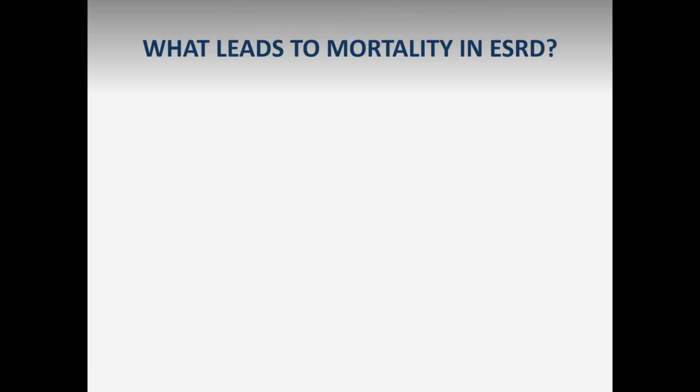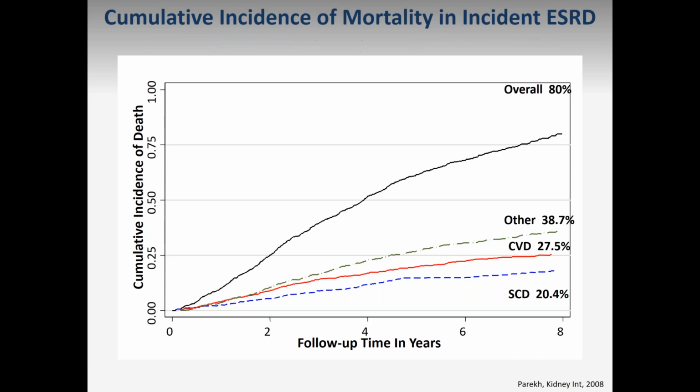So what really leads to mortality in end-stage renal disease? Well, a study that we conducted in 2008 in the CHOICE cohort showed that sudden cardiac death was the most common single cause of cardiovascular disease. It accounts for 20% of mortality over 8 years. Overall, the mortality rates are quite high in dialysis patients at 80%. But out of that 80%, 20% are related to sudden cardiac death.